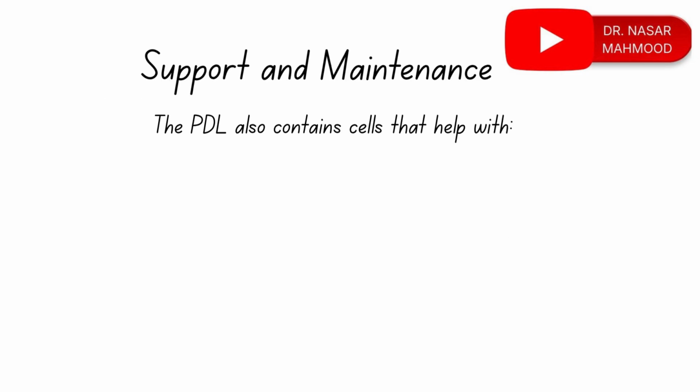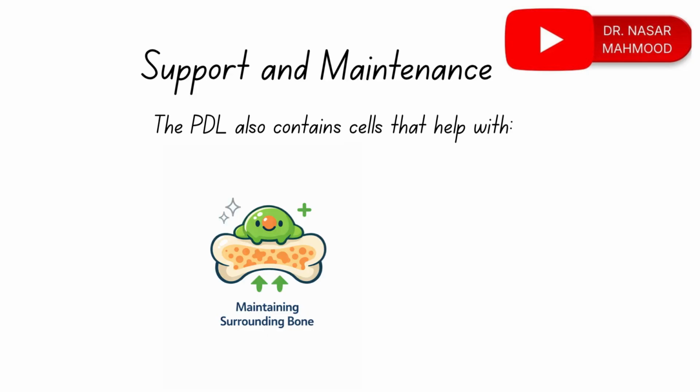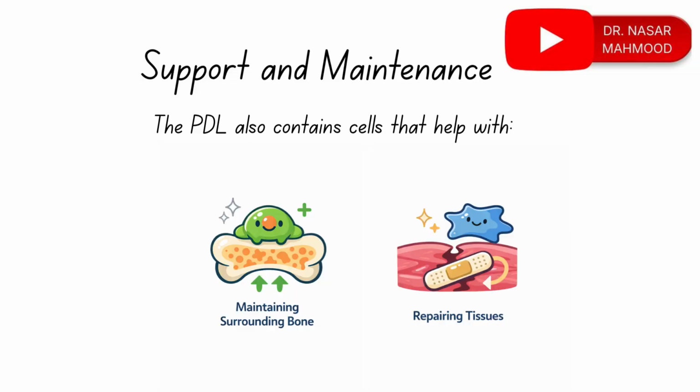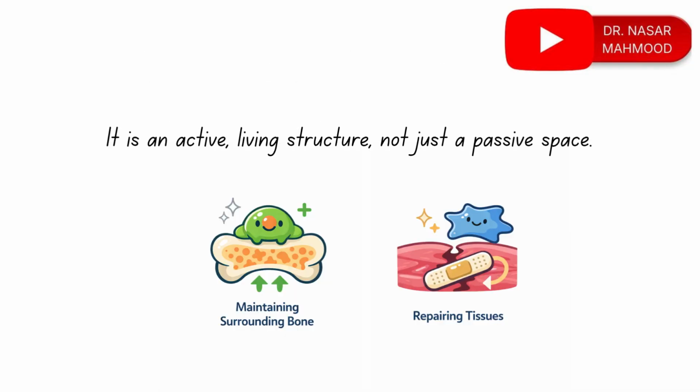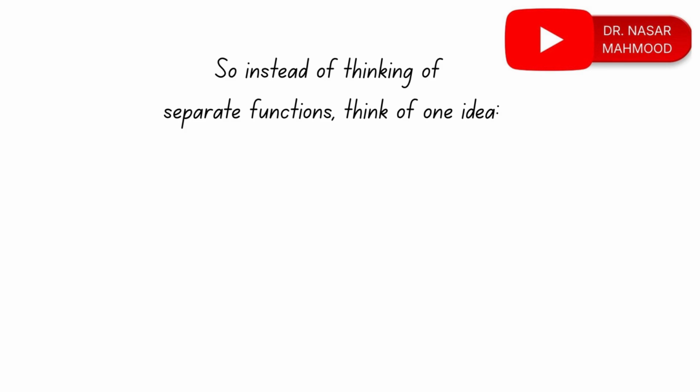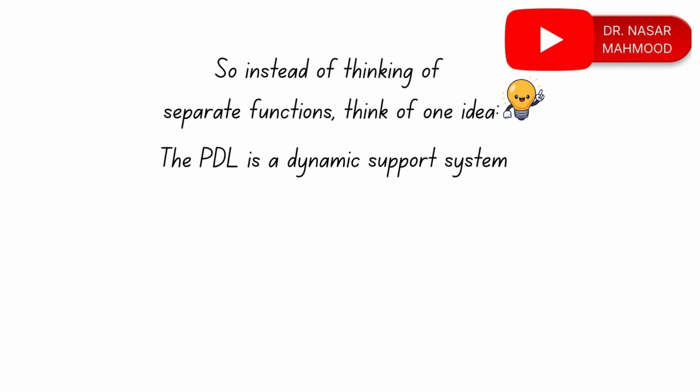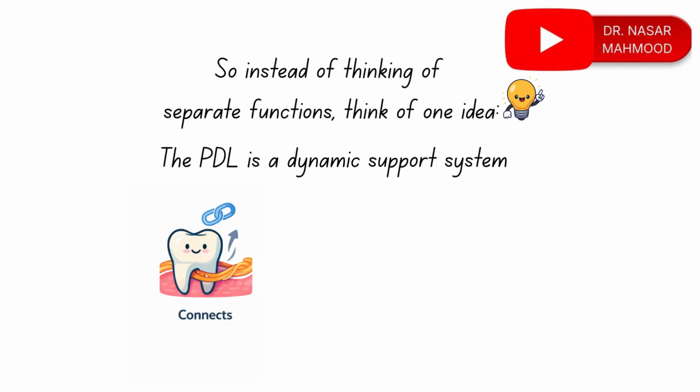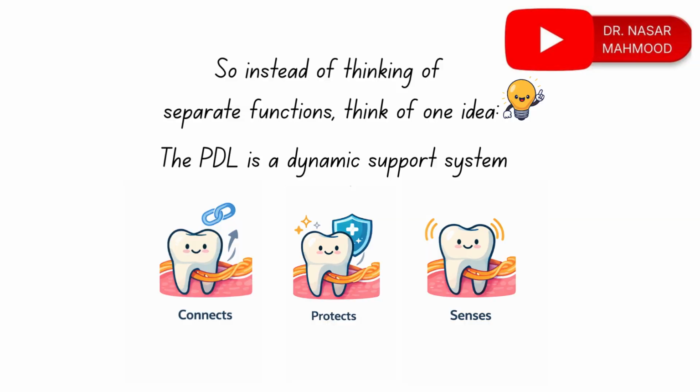Support and maintenance. The periodontal ligament also contains cells that help with maintaining the surrounding bone and repairing tissues. It is an active living structure, not just a passive space. So instead of thinking of separate functions, think of the one big idea. The periodontal ligament is a dynamic support system that connects, protects, and senses.